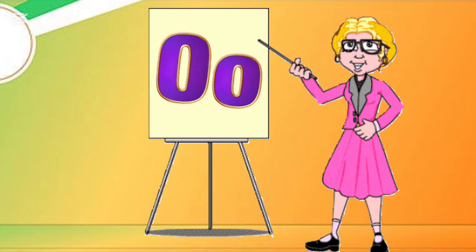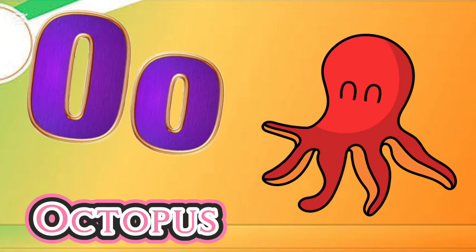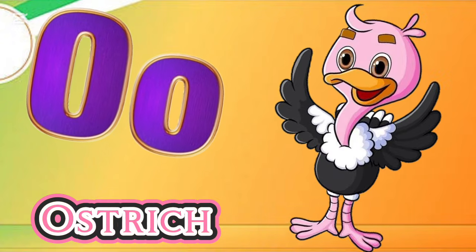O. This is the letter O. O is for octopus. Octopus. O is for ostrich.